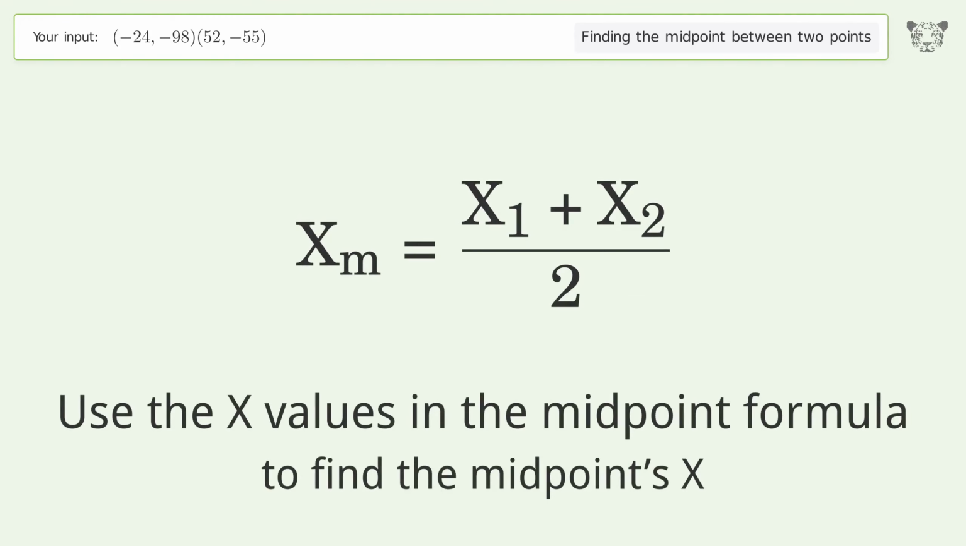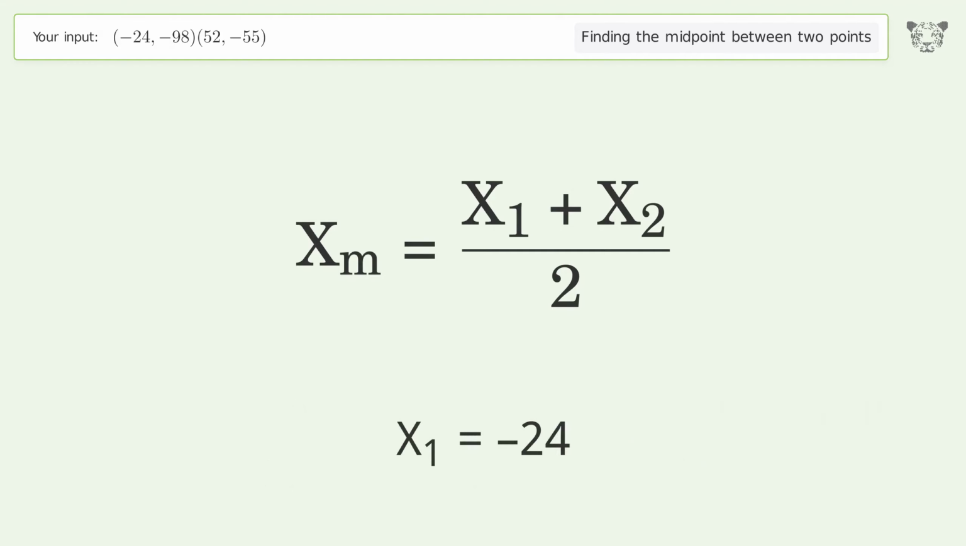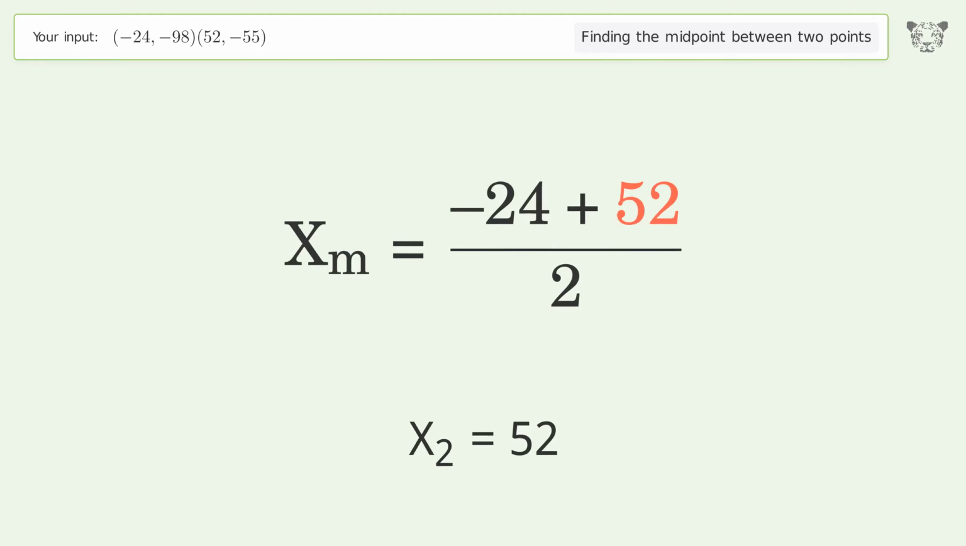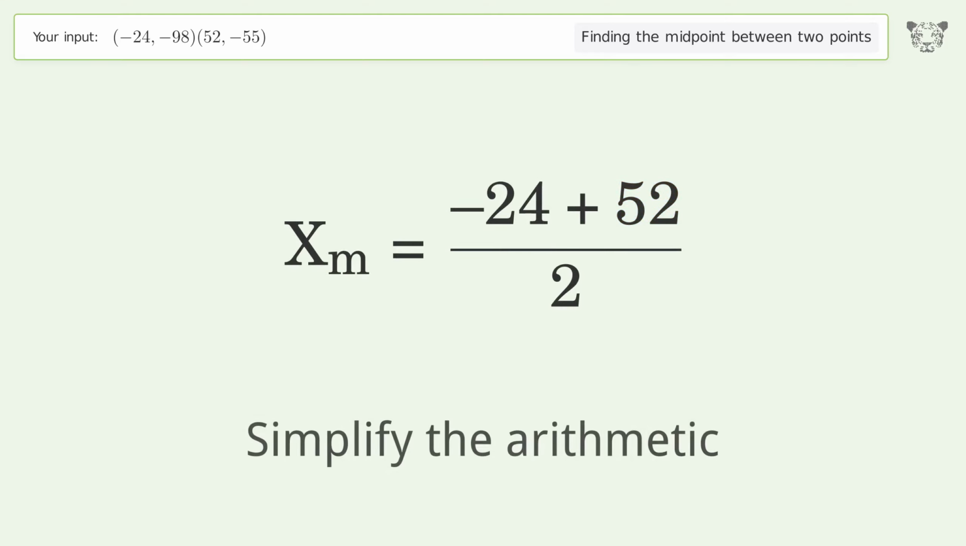Use the x values in the midpoint formula to find the midpoint's x. x1 equals negative 24. x2 equals 52. Simplify the arithmetic.